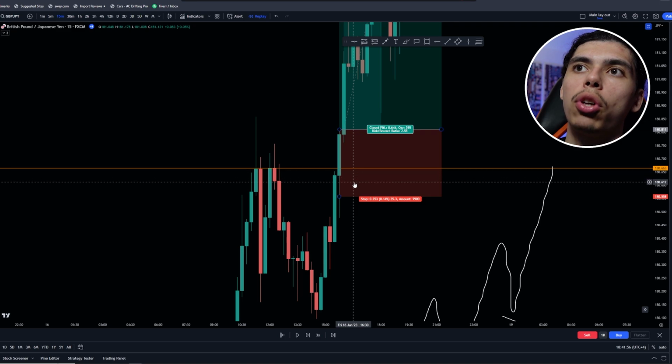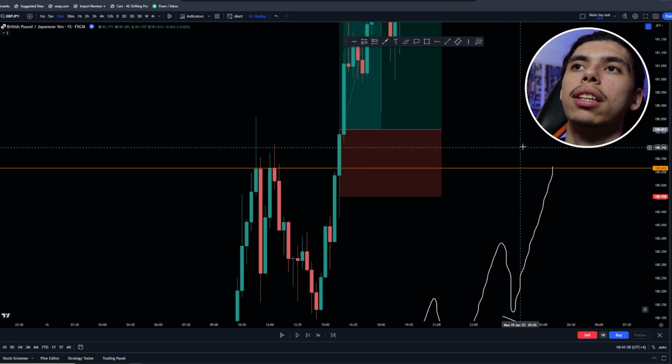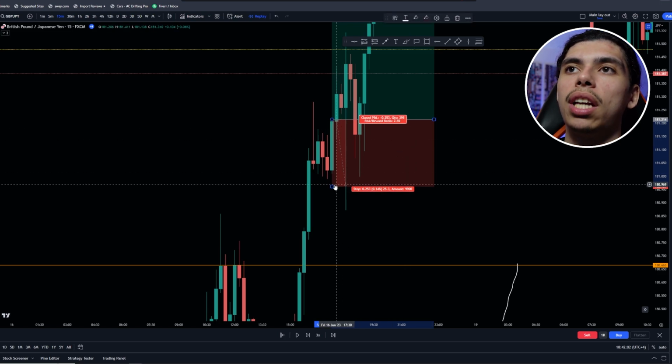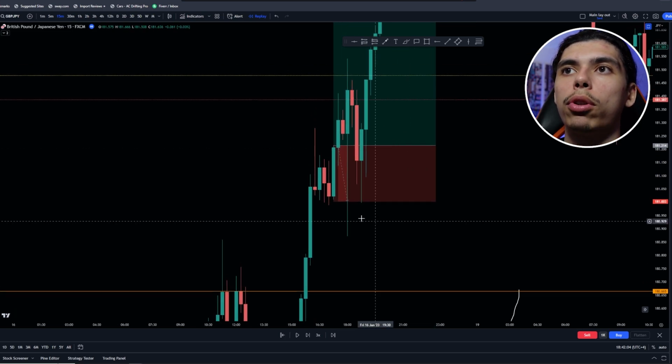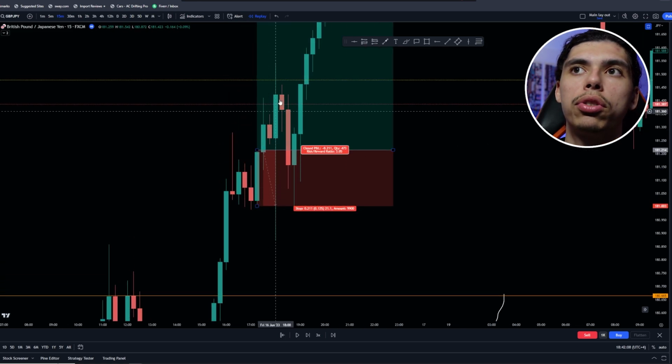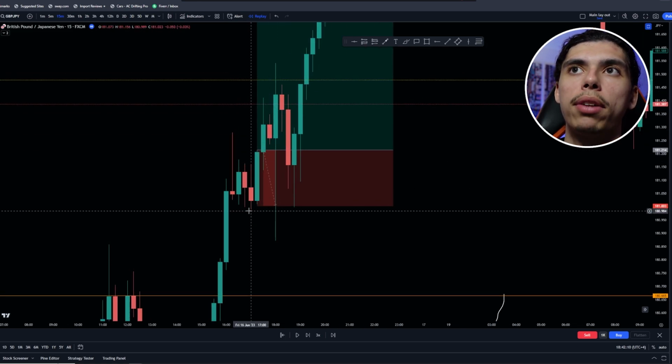I can just hover my stop loss here, because if price breaks in this range after closing so strong, I'm wrong anyways, right? Same thing here. This stop loss has to go below structure here. Stop loss has to go below the structure here. There's no questions about that.